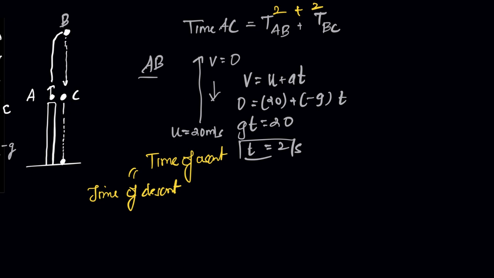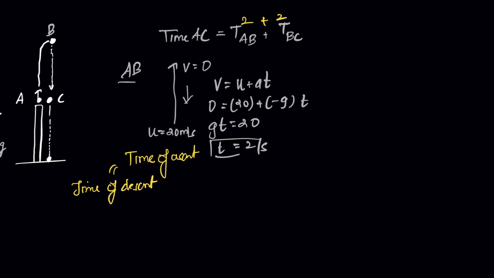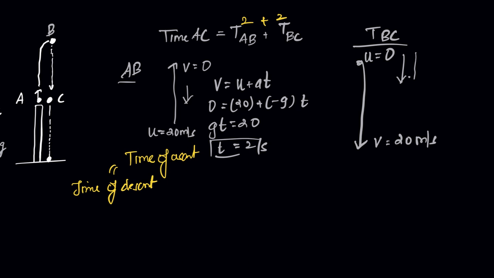Now some students may want to go even further and find analytically the time required to travel BC. We'll do that also. For the travel BC, the initial velocity u is equal to 0. Final velocity v would be the same as velocity at A, which is 20 meter per second. This time the body is coming down, the velocity is acting downwards, acceleration due to gravity is acting downwards, so we'll take both of them to be plus. So v is equal to u plus at. So u is 0, v is 20, so we have 20 is equal to 0 plus 10 into t.